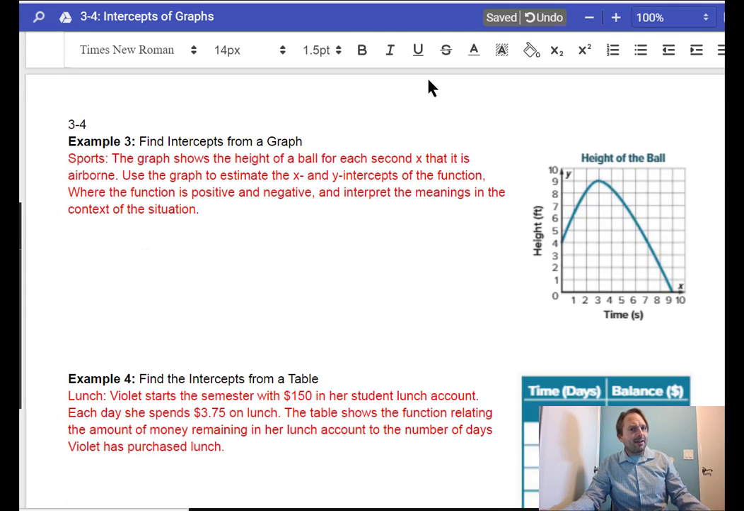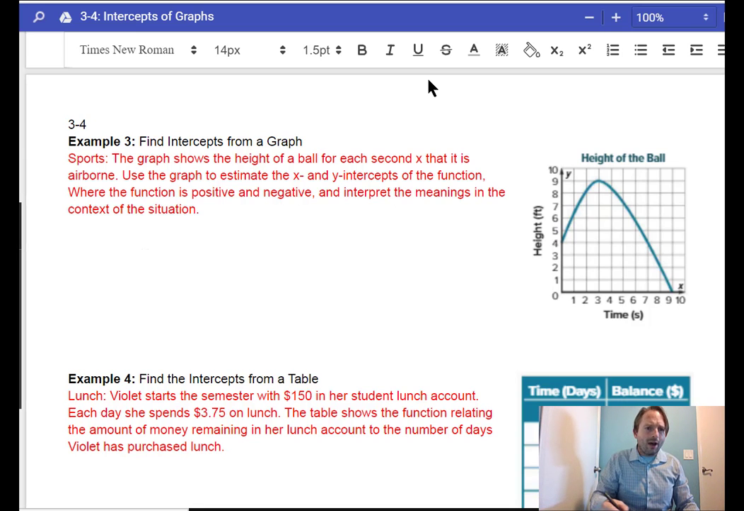Example 3. Find intercepts from a graph. All right, sports. The graph shows the height of a ball for each second that it is airborne. Use the graph to estimate the x and y intercepts of the function, where the function is positive, negative, and interpret the meanings in the context of the situation.